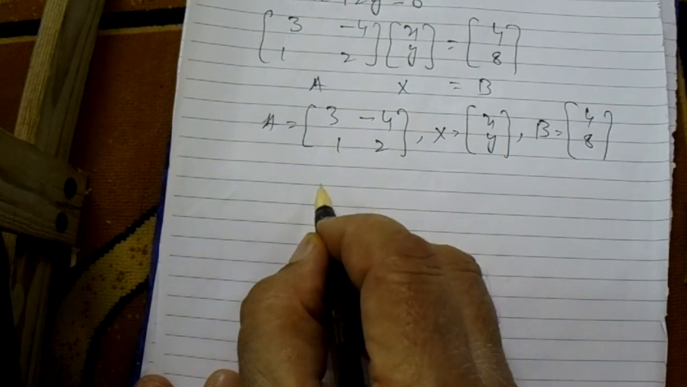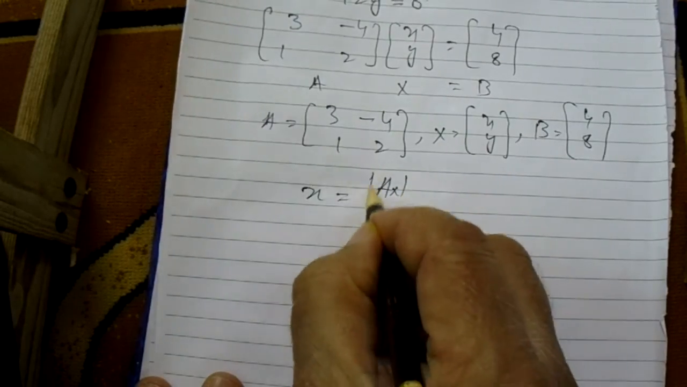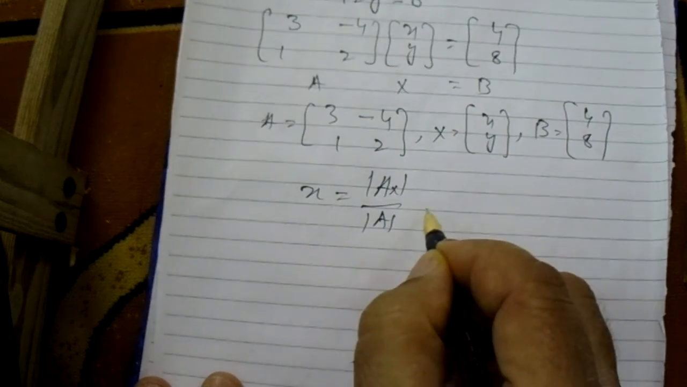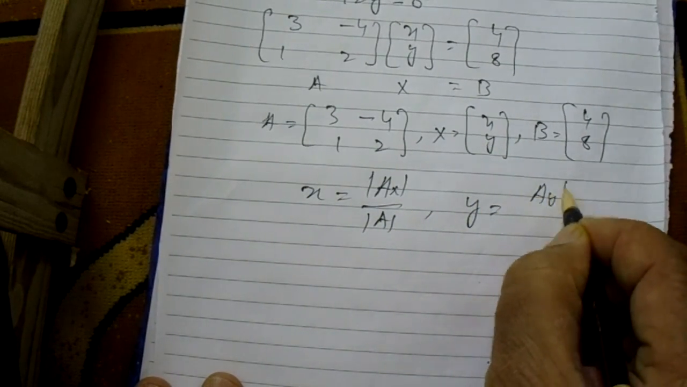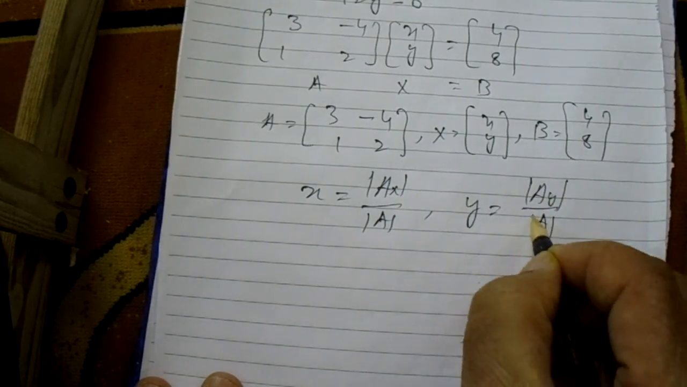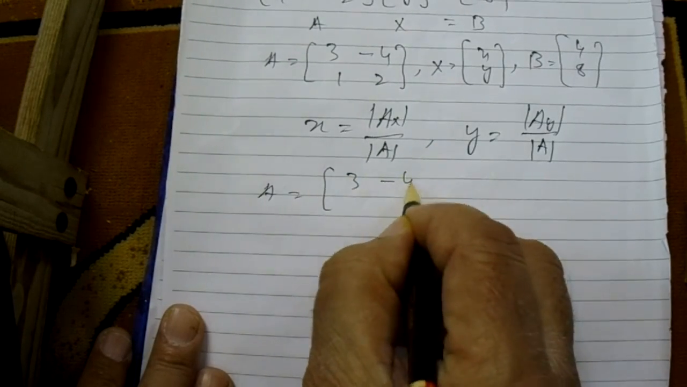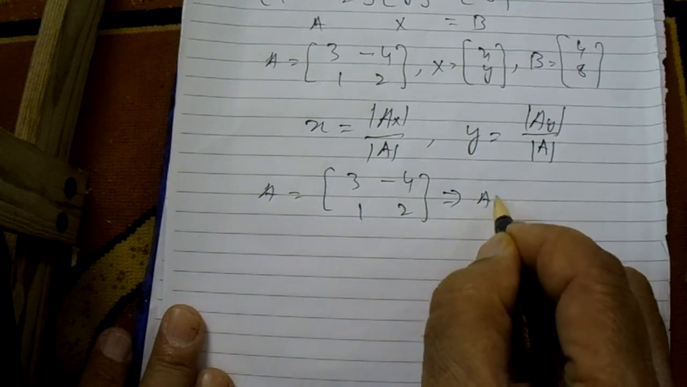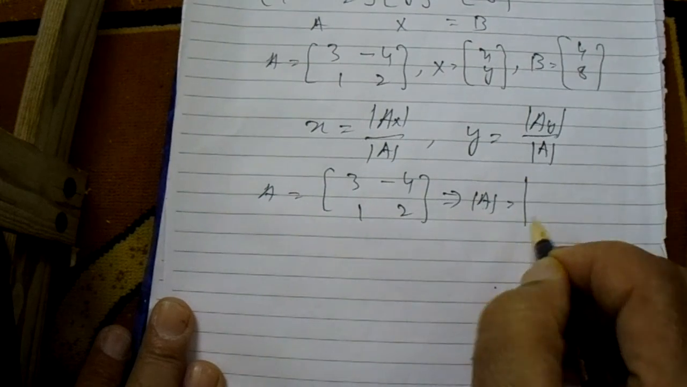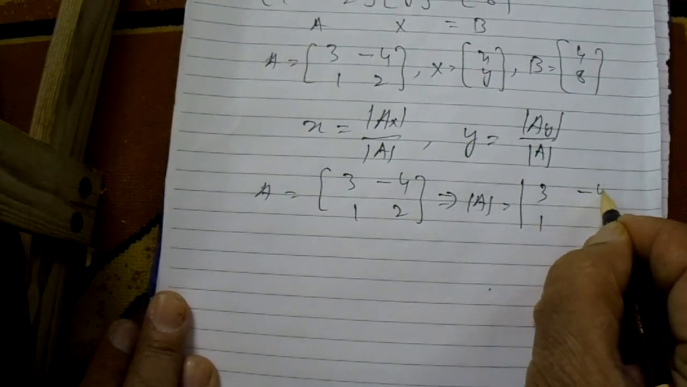In Cramer's rule we know the formulas. X is equal to determinant AX over determinant A. Now Y is equal to determinant AY over determinant A. First we will find determinant A. Now we know that A matrix is equal to 3, minus 4, 1, 2. Now we write in determinant form. This is our determinant A, this is 3, 1 and minus 4, 2.